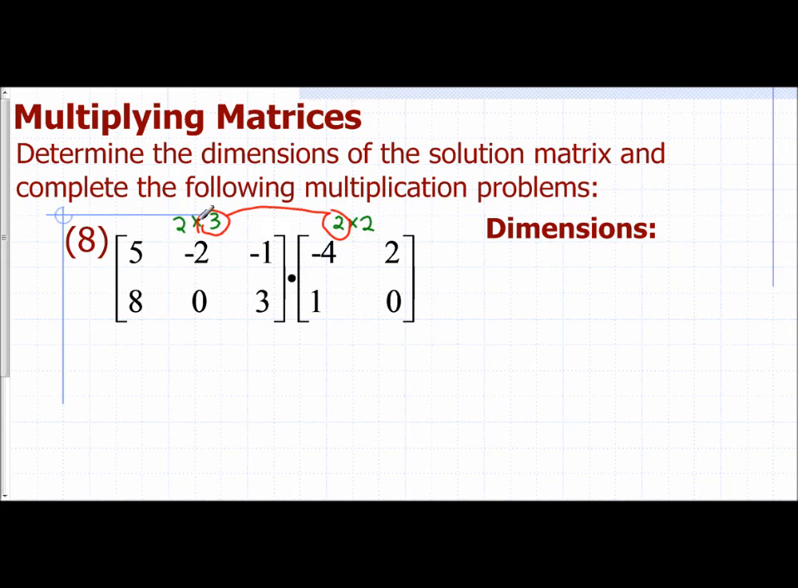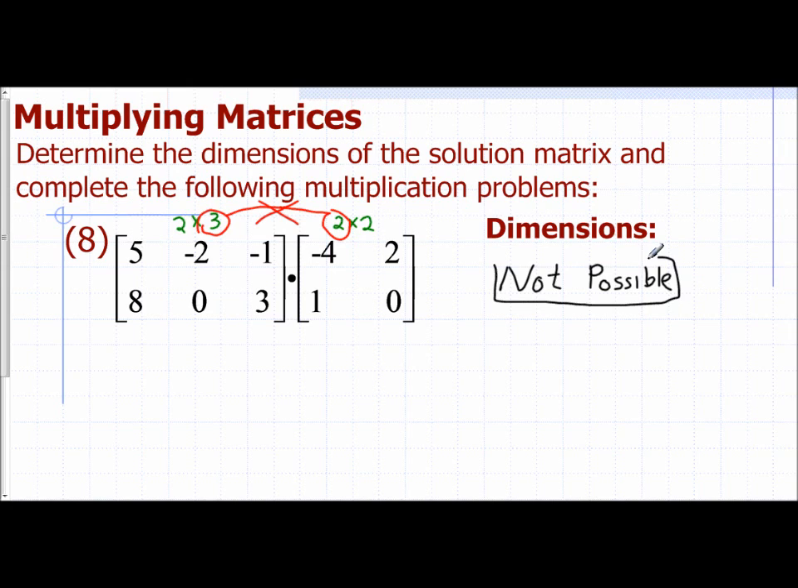And so since these two do not match, I have a 3 and a 2, that means I cannot complete the multiplication process. It is not possible. So this problem is actually a very quick problem. It is not possible to find the dimensions or even to find the product of this matrix. So if this were to happen on an assignment or on a test, you just check the inside numbers for the dimensions, and if they don't match, you just write down not possible.